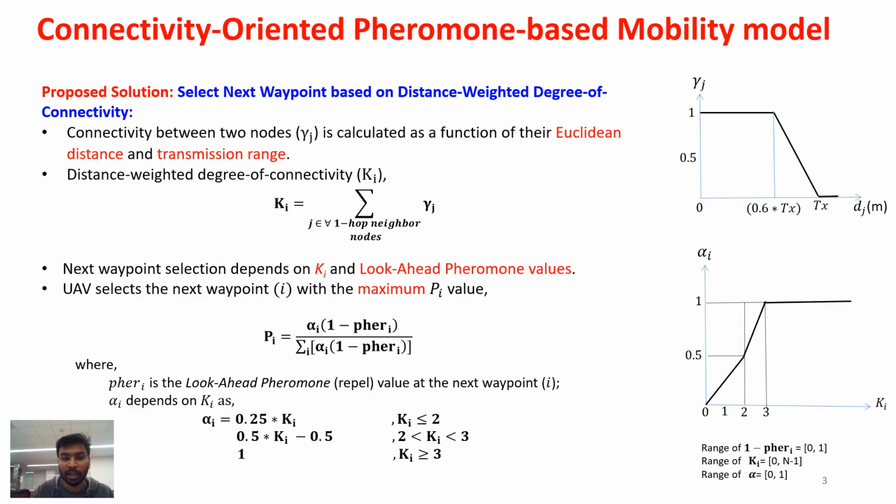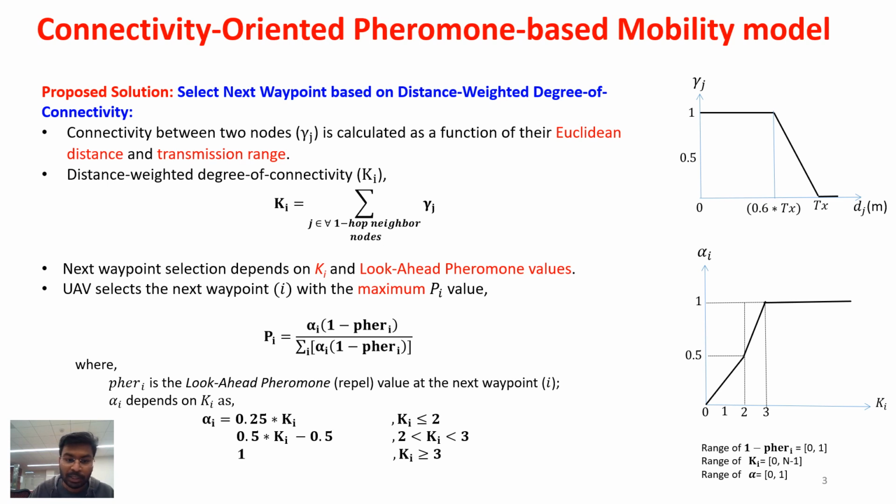Here we go into some more details of our heuristic scheme. The connectivity between two nodes is calculated as a function of the Euclidean distance and the transmission range. We chose this definition for connectivity as two nodes closer to each other have better link quality and are more likely to stay connected for a longer duration. Likewise, the distance-weighted degree of connectivity, denoted by Ki, gives how well a node is connected in the network.